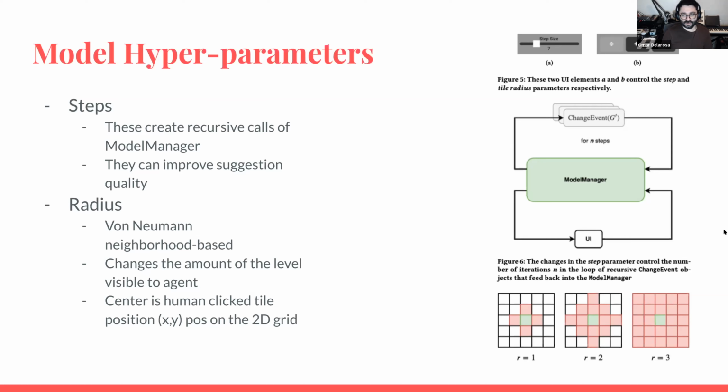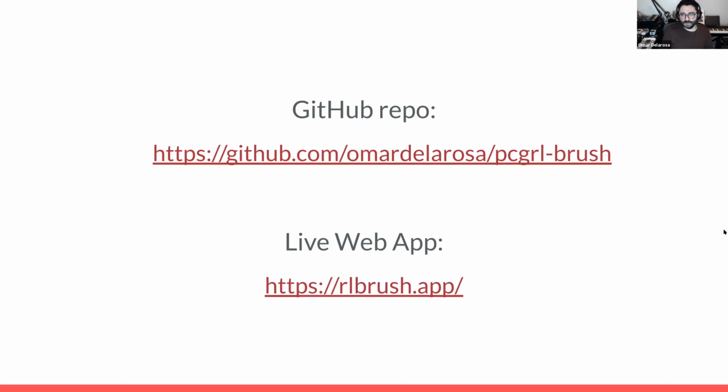And this is all sub-millisecond scale, so it's imperceptible. The radius is essentially how much of the current map the agents will receive. You could think of it as a von Neumann neighborhood, and the last tile the user clicked on becomes the center, and there's some configurable radius around that center that will be considered by the model.